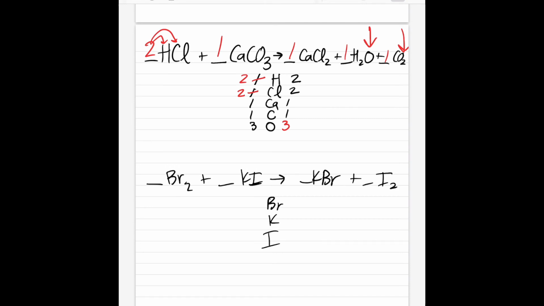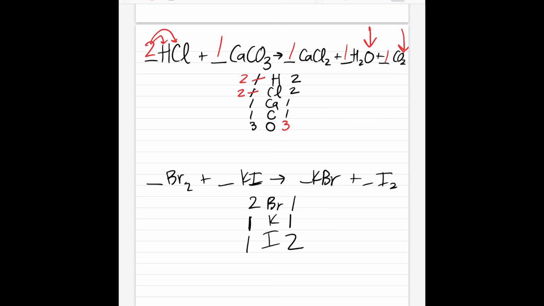All right, so I've got 2 bromines on the left, 1 on the right, 1 potassium on the left, 1 on the right, 1 iodine on the left, and 2 iodines on the right. So potassium's balanced, so I'm going to leave it alone. Let's try bromine. Let's just try it.